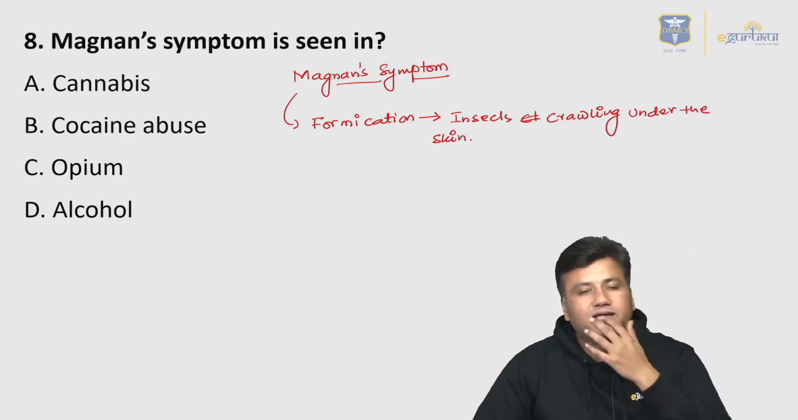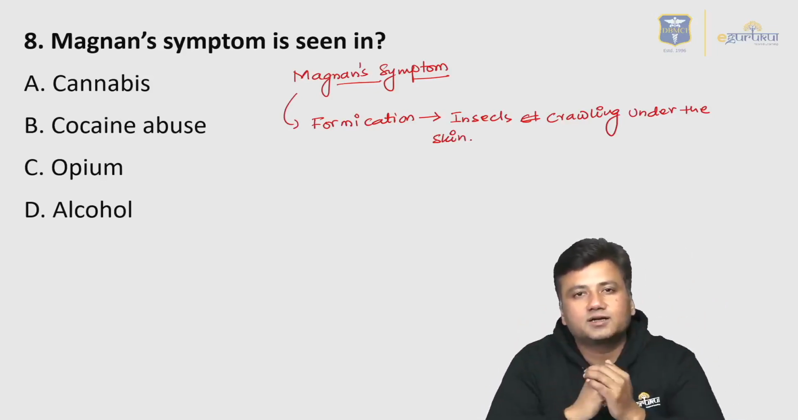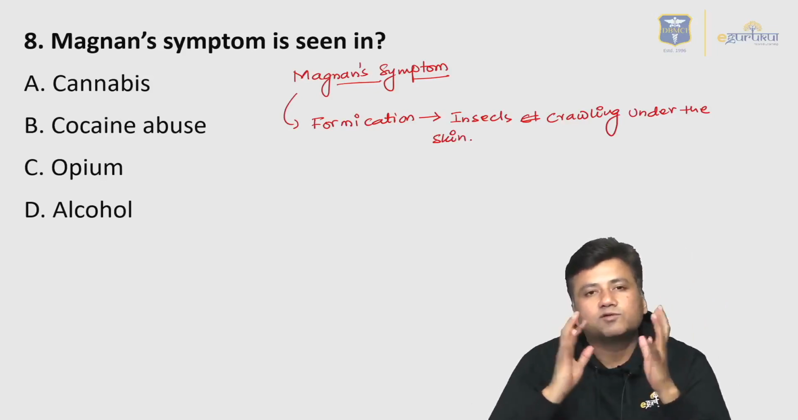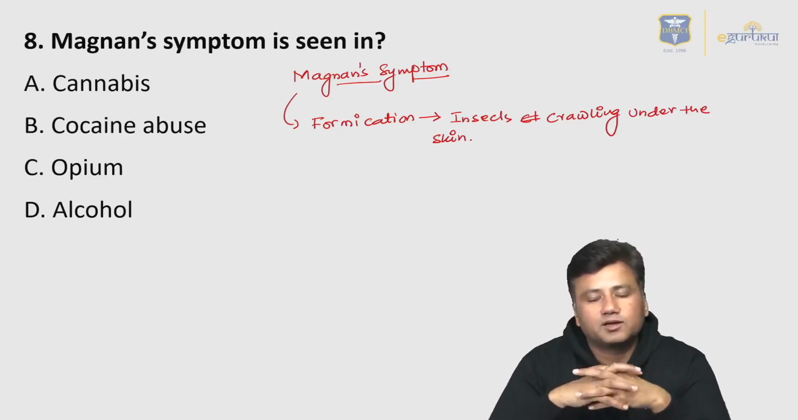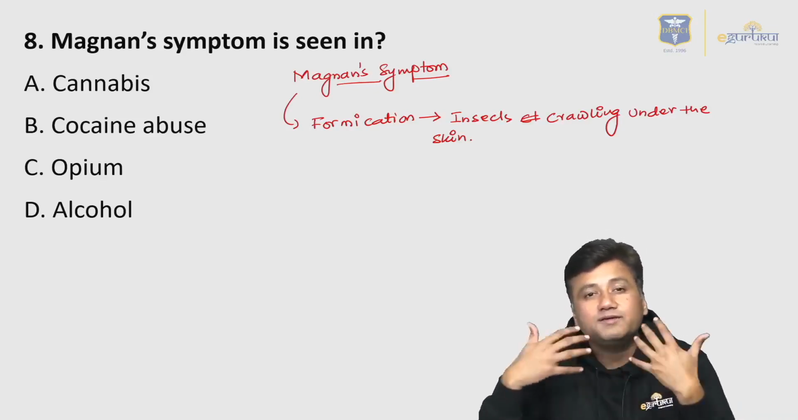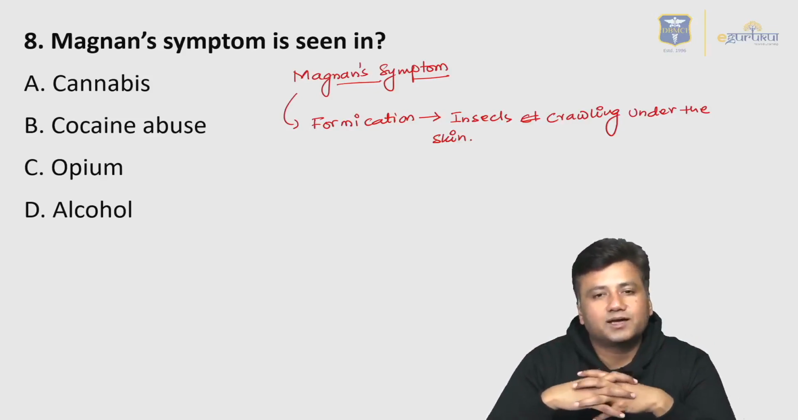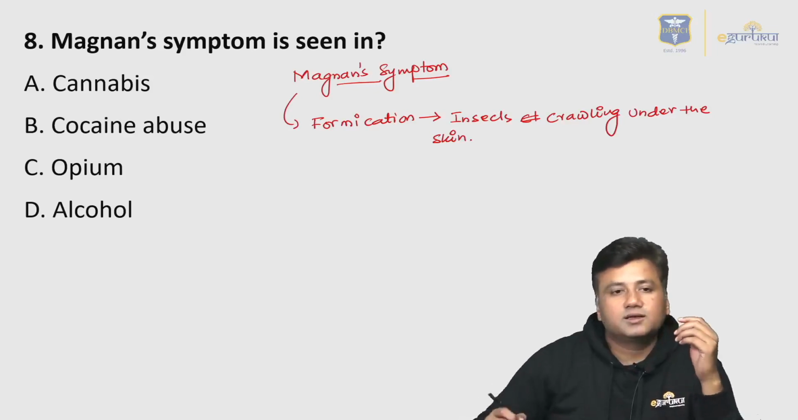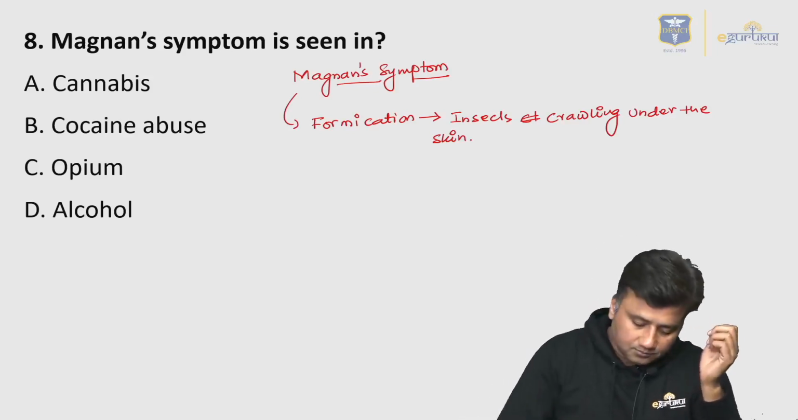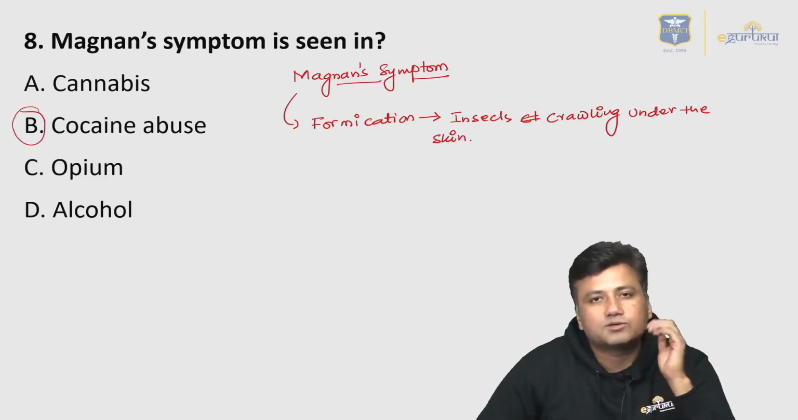Okay, they are psychological phenomena. There is nothing actually that there are insects under the skin. Okay, they are symptoms of formication. They are psychological phenomena where a person scratches his body because he feels that there are insects crawling under the skin. The name is given as Magnan symptoms, which is seen in cocaine abuse. Okay, so they are correlated with cocaine always.